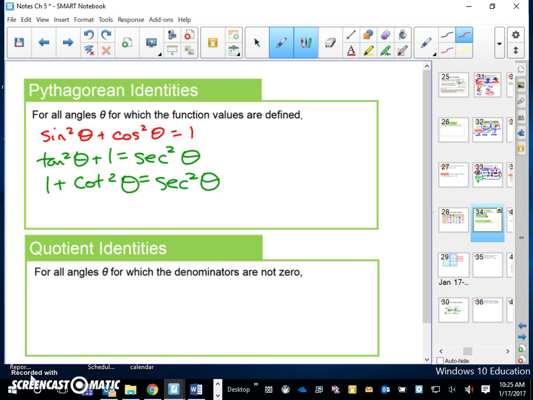Then we also have quotient identities. Quotient meaning division, basically, but you've got tangent theta equals sine theta over cosine theta. And then cotangent theta is just the reciprocal of tangent, so that's cosine theta over sine theta.